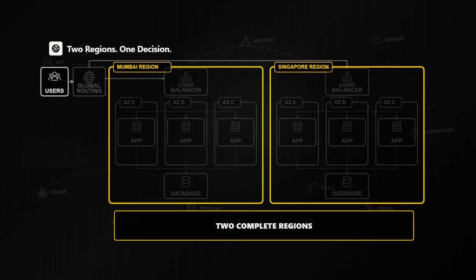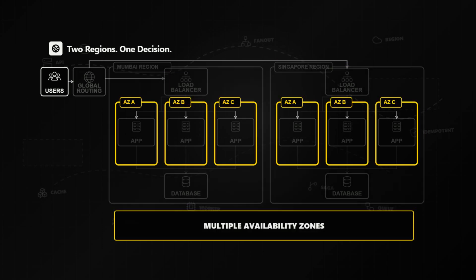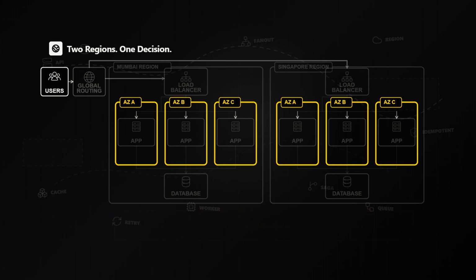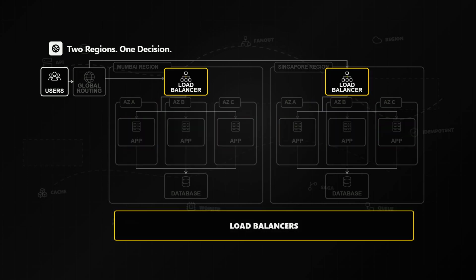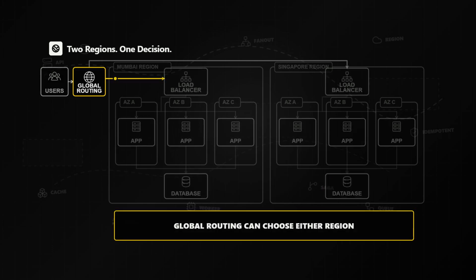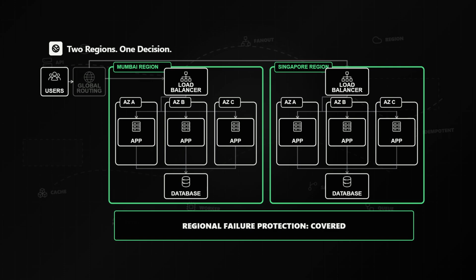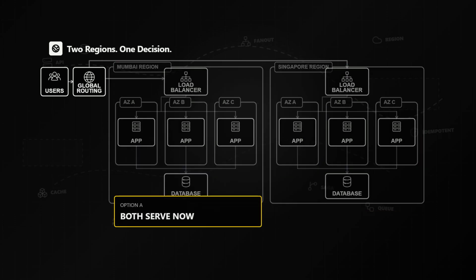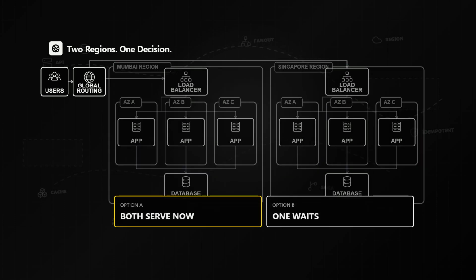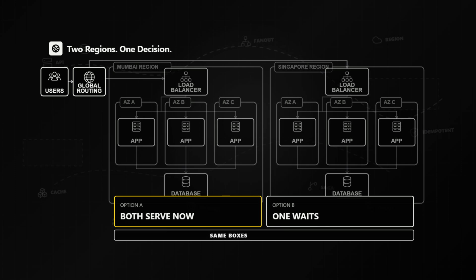FoodDash now has two complete regions. Mumbai and Singapore each have multiple availability zones, application servers, a load balancer, and a database. Global routing can send users to either deployment. The regional failure problem is covered, but one decision remains. Should both regions serve customers now, or should Singapore wait until Mumbai fails? The boxes can look identical, while the system behaves completely differently.